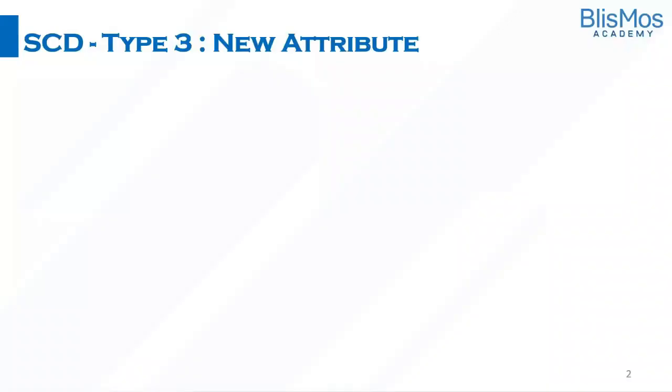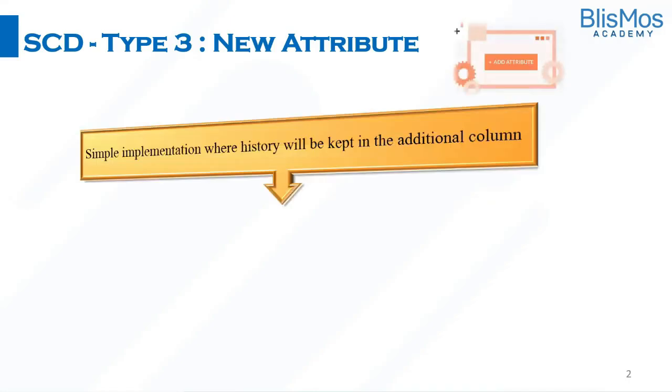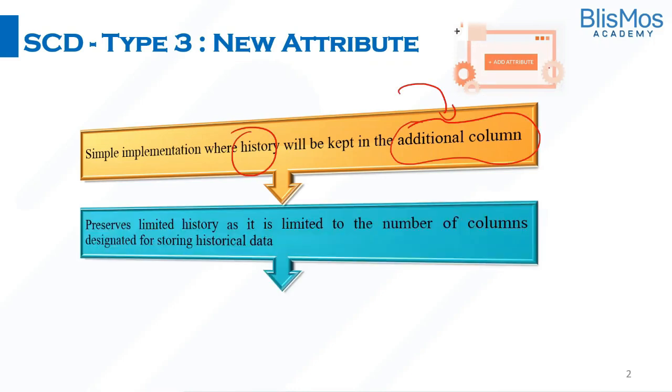When I'm talking about the SCD, all I am trying to do is how do I tackle the changes? In type 3 SCD, we are trying to tackle the changes by adding an additional column. Means I want to retain the history by adding an additional column. When it comes to additional column, what happens is you can preserve only one value, not more than that.